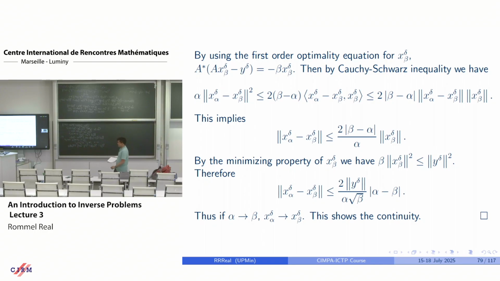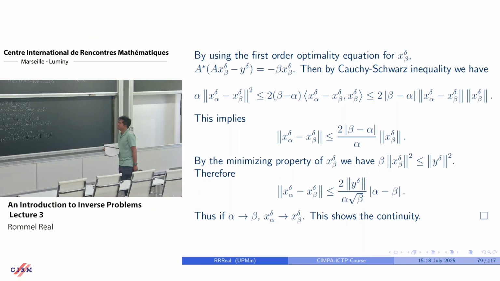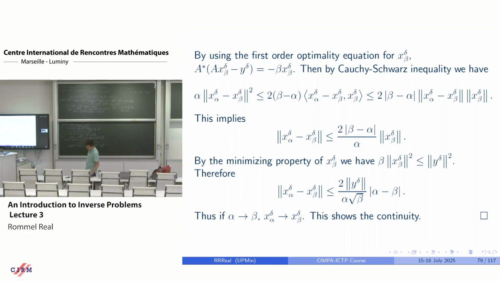we take the square roots of both sides, and then we have this more workable result, which we can see here: the norm of x alpha delta minus x beta delta is bounded above by some constant times the difference between alpha and beta. Now, if you let alpha approach beta, then the right-hand side goes to 0. That means the regularized solution in terms of alpha must approach the regularized solution in terms of beta. And that shows the continuity of the Tikhonov functional.